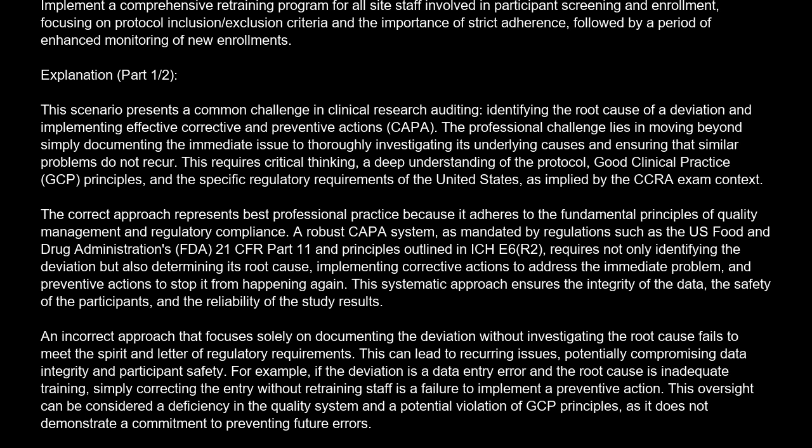This systematic approach ensures the integrity of the data, the safety of the participants, and the reliability of the study results. An incorrect approach that focuses solely on documenting the deviation without investigating the root cause fails to meet the spirit and letter of regulatory requirements. This can lead to recurring issues, potentially compromising data integrity and participant safety. For example, if the deviation is a data entry error and the root cause is inadequate training, simply correcting the entry without retraining staff is a failure to implement a preventive action. This oversight can be considered a deficiency in the quality system and a potential violation of GCP principles, as it does not demonstrate a commitment to preventing future errors.